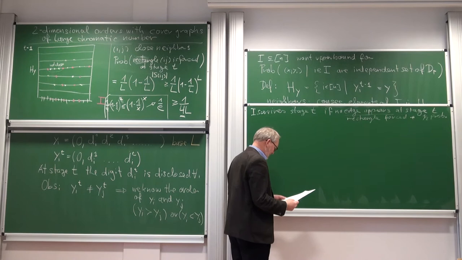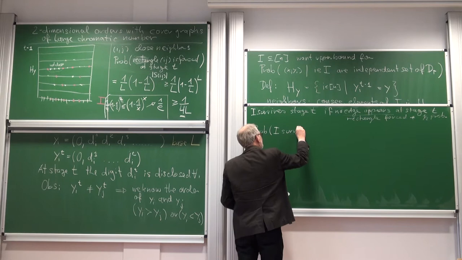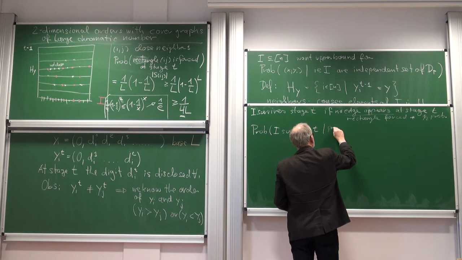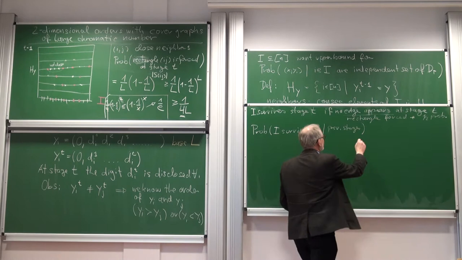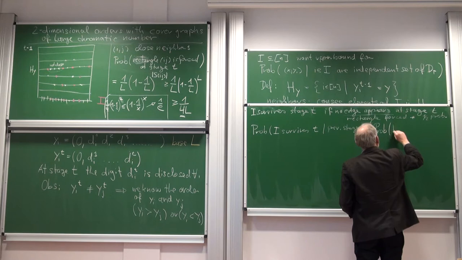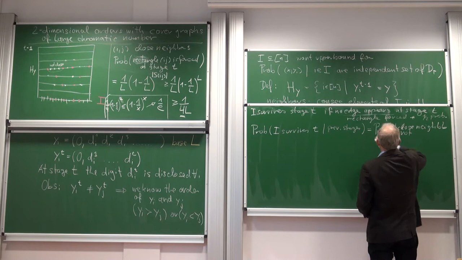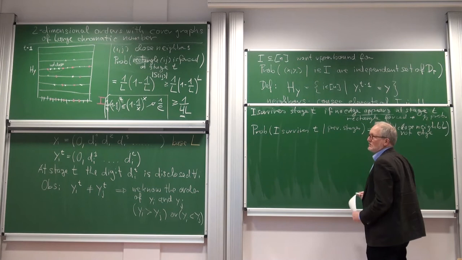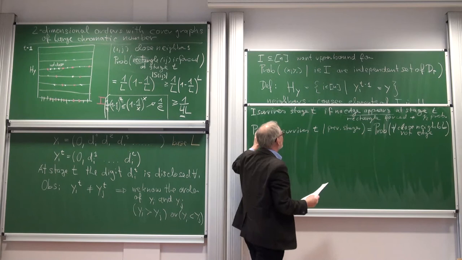Now let's see what is the probability that I survives t given the previous edges. Well, this is equal to saying that for all close neighbors, they are not forming an edge. And this is just a definition. No edge appears at stage t. We are only looking at forced rectangles.